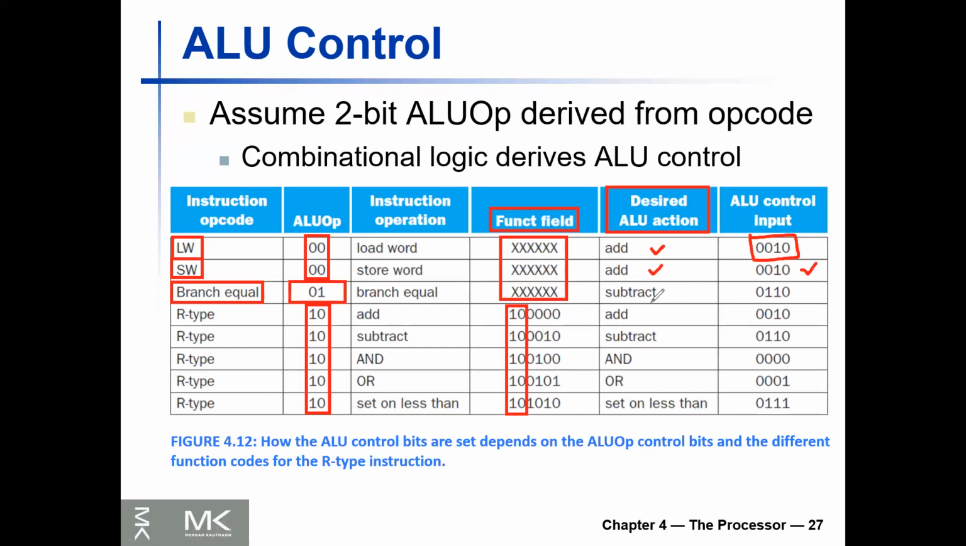Now, for the subtraction, girls, you know that for the branch equal, we need to perform subtraction. And for the subtraction, we need to have the ones complement of the B, you know that. So the subtraction operation is 0110. This is the opcode for it. For the R type addition instruction, it is 0010. And subtraction, it is like 6.